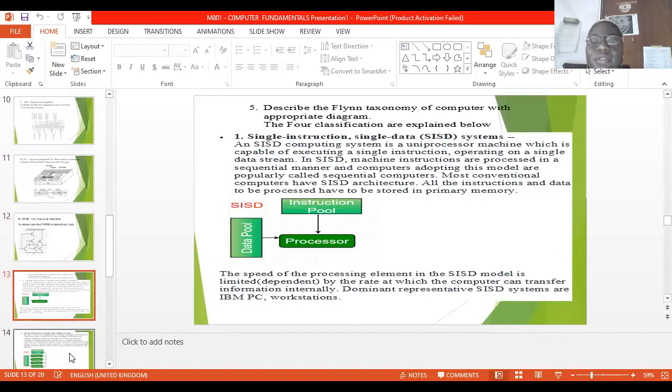Our fifth question says that we should describe the classification of computers with appropriate diagrams. We have a single instruction, single data system, SISD, which has a data pool that can get instructions to your processor, and also an instruction pool.